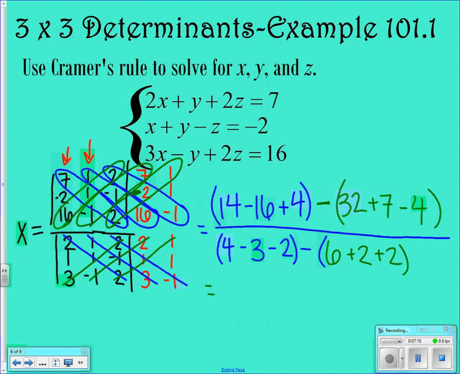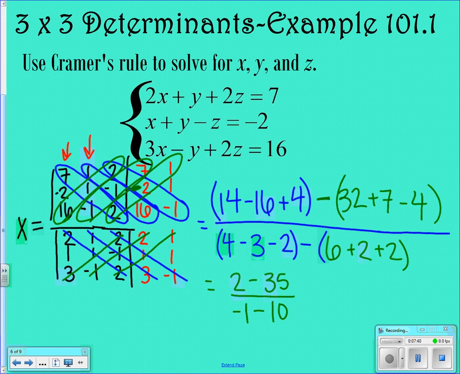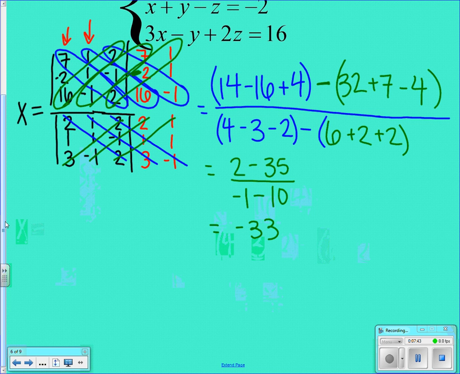So 14 minus 16 plus 4 is a 2. 32 plus 7 minus 4 is going to be a negative, we have 35 here. And then over 4 minus 3 minus 2 is negative 1. And then we have minus 6 plus 4 plus 4, 6 plus 2 plus 2. 6 plus 4 is 10. So we end up with negative 33 over negative 11, which means that our x value is 3.